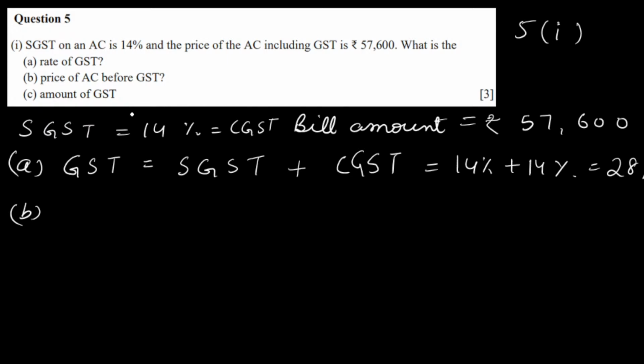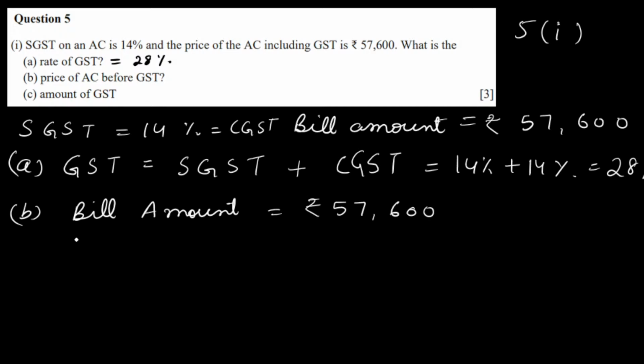B1, price of AC before GST. So the price of AC before GST we have to find here. Now the bill amount is given to us. The bill amount we will use. So what is the bill amount actually? The bill amount is equal to 57,600.